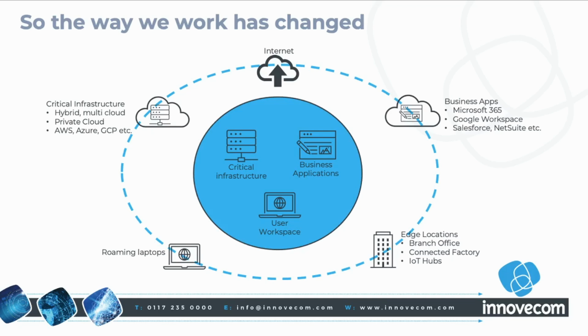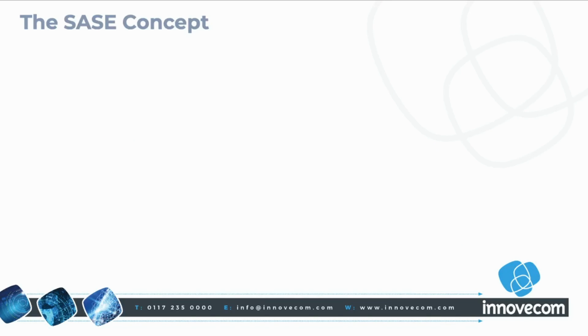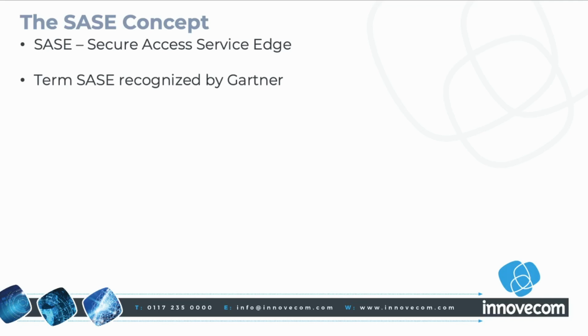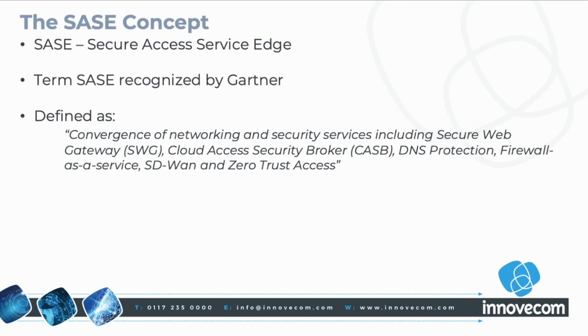What is SASE, or SASE as it's pronounced? Firstly, it's important to point out that SASE is a concept, it's not a product. The Secure Access Service Edge, or SASE, is a term that is now recognised by Gartner. A good definition of SASE is the convergence of networking and security services, including Secure Web Gateway, Cloud Access Security Broker, DNS protection, Firewall as a Service, software-defined wide area networks, and zero trust access.